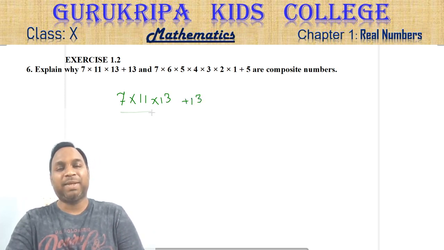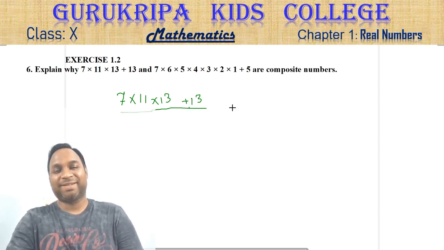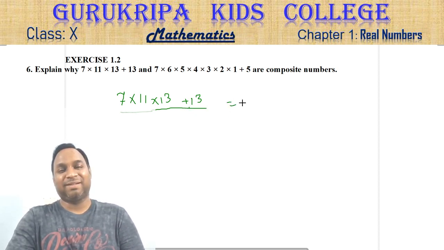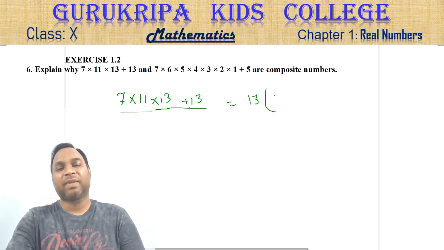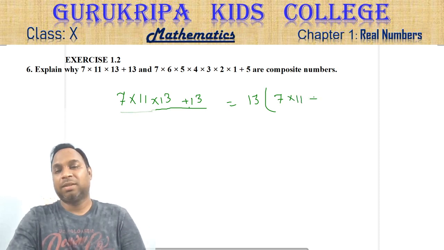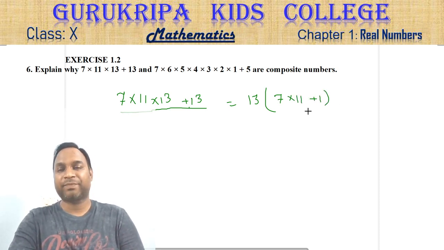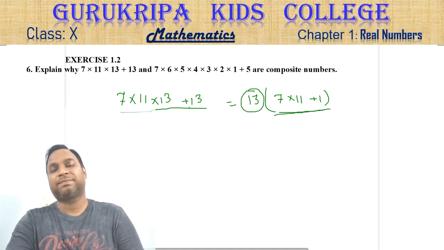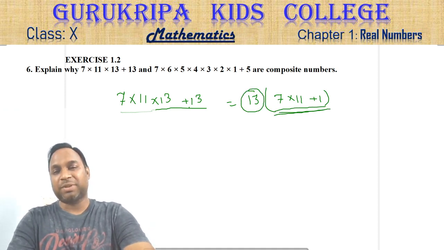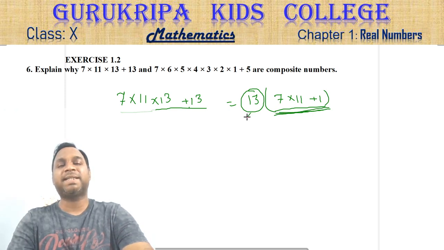Calculating this number is maybe a difficult task. It's not going to be so easy. We need to apply something. What can we do over here? We take 13 as a common factor. What are we left with? 7 into 11 plus 1. So whatever comes in here, 13 is one factor. Whatever comes on the right hand side doesn't matter. 13 is a factor of the number. Isn't it? So this number is composite.